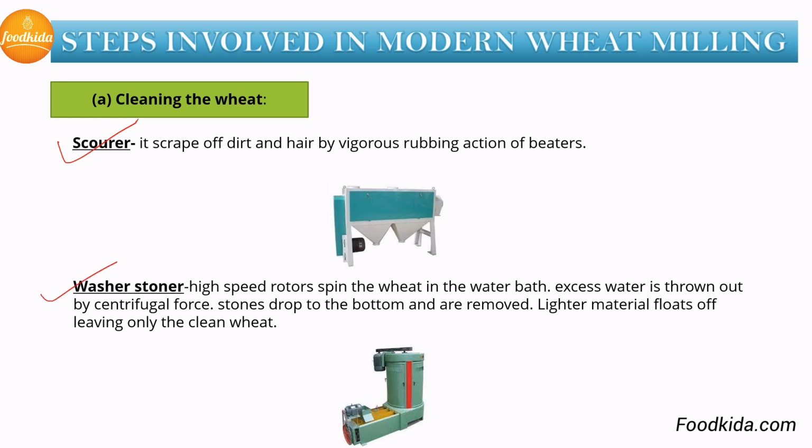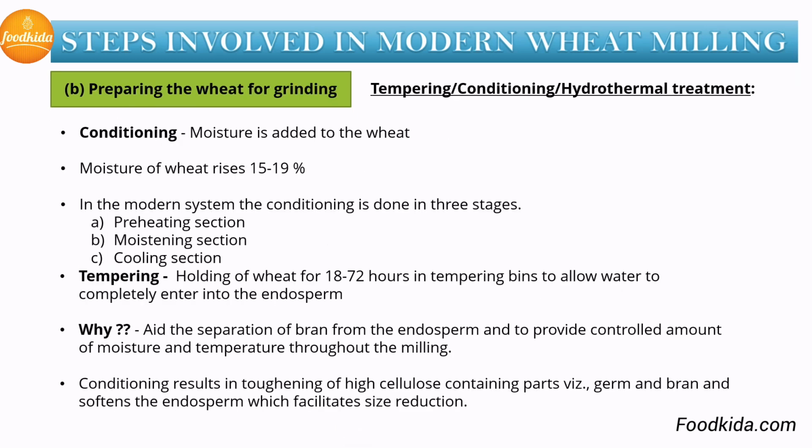Next, the washer stoner. Here, water is used to remove stone. In this step, high-speed rotors spin the wheat in water, and with the help of centrifugal force, stones are dropped to the bottom and lighter materials float on the top. So the lighter material starts to float and the heavier material settles down, and as a result clean wheat is left.